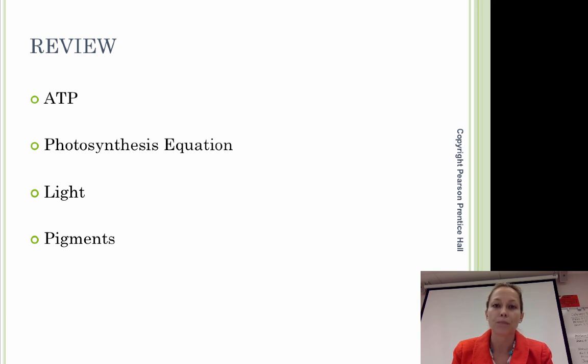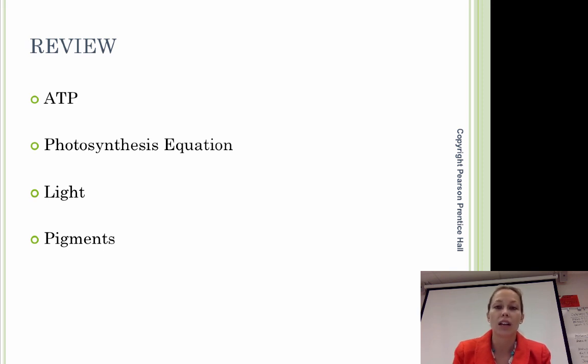So just to review, you need to know that ATP is the main source of energy for cellular work. Cells use ATP as their main form of energy. You need to know the three parts of ATP: it's made up of an adenine, a ribose, and three phosphate groups. You also need to know that it is reformed from ADP. ADP, with the addition of a third phosphate, ends up making our ATP.